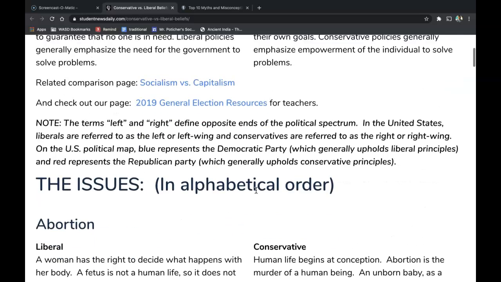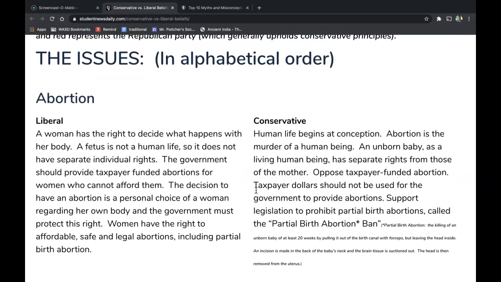So at this time, let's go into your chart and look at some of the biggest issues for Democrats and Republicans and decide where they stand. Abortion. Liberals say a woman has the right to decide what happens with her body. A fetus is not a human life, so it does not have separate individual rights. The government should provide taxpayer-funded abortions for women who cannot afford them, and the decision to have an abortion is a personal choice of a woman regarding her own body, and the government must protect this right. Women have the right to affordable, safe, and legal abortions, including partial birth abortion.